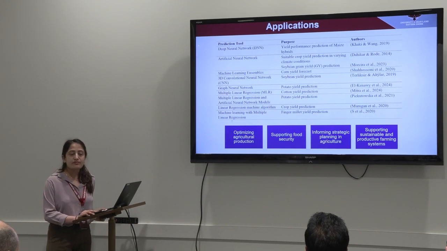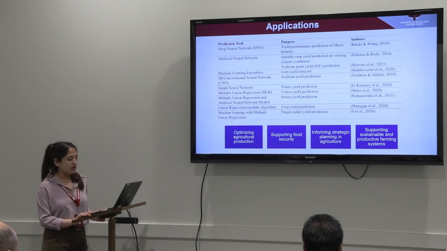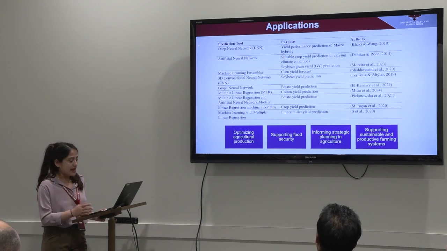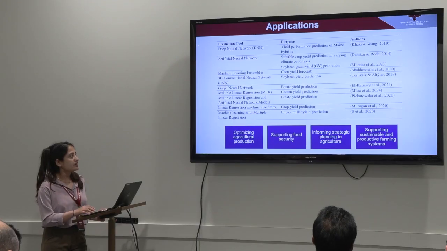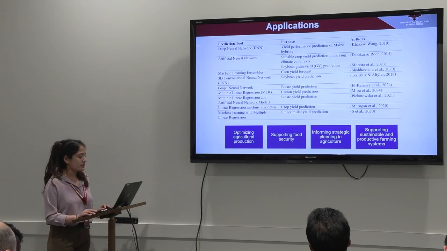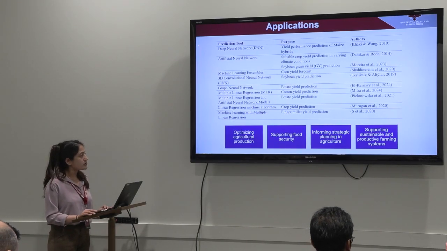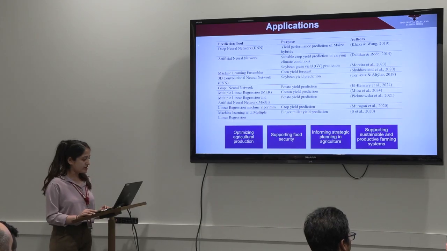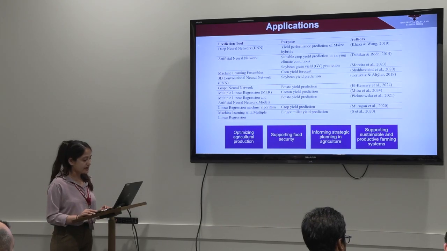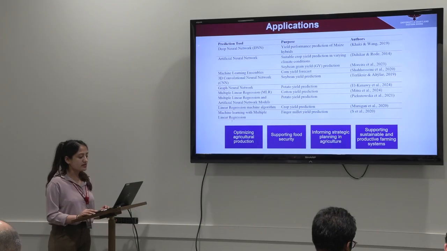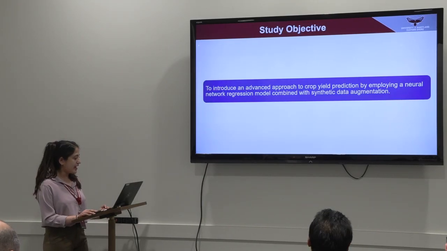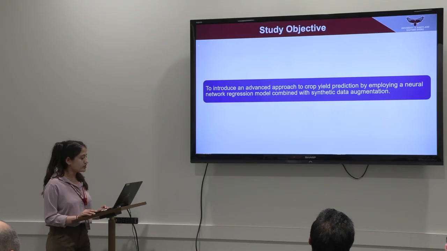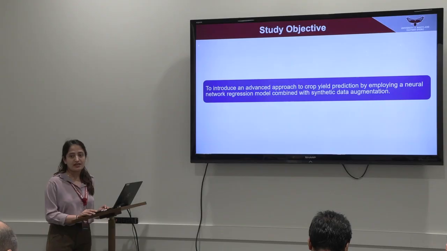Neural network models have a broad spectrum of applications other than just forecasting agricultural yield, but when used in forecasting yield, they ultimately help in optimizing agricultural production, supporting food security, informing strategic planning in agriculture, and hence supporting a sustainable and productive farming system. Hence, our team aimed to introduce an advanced approach to crop yield prediction by employing a neural network regression model combined with synthetic data augmentation.